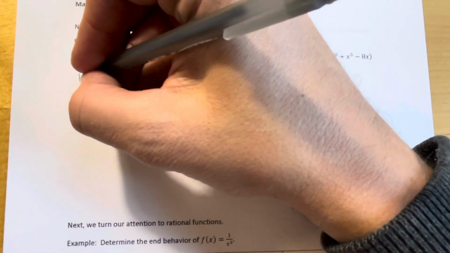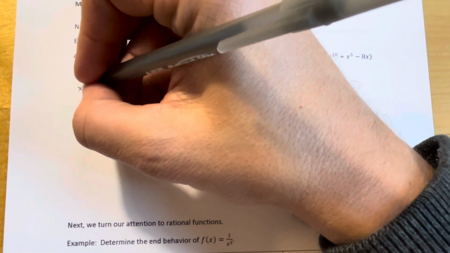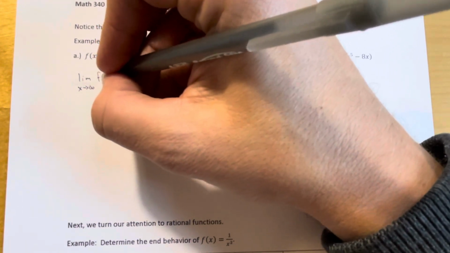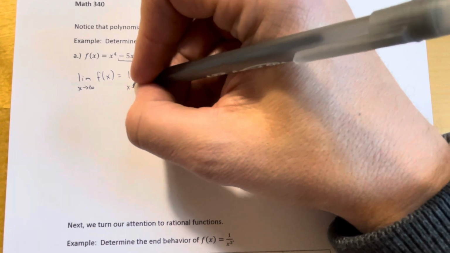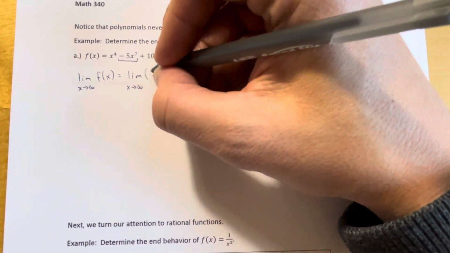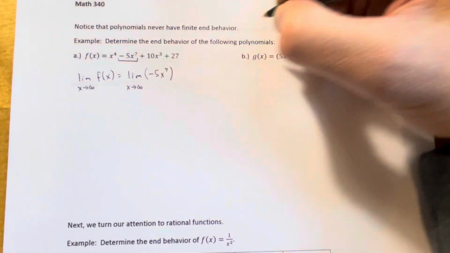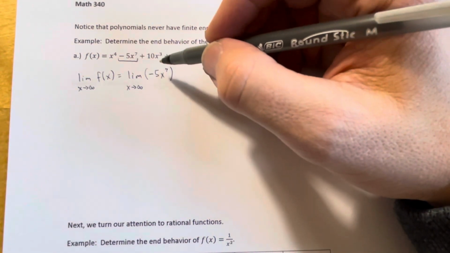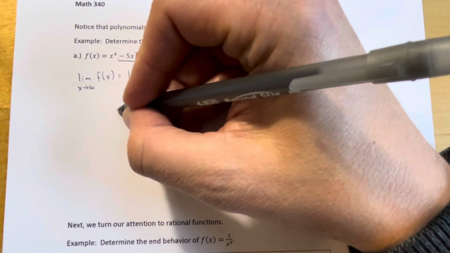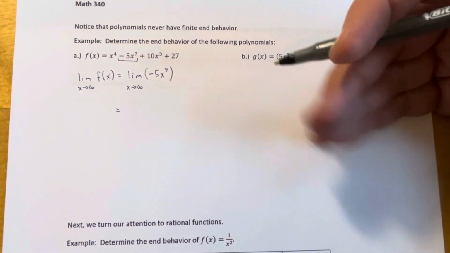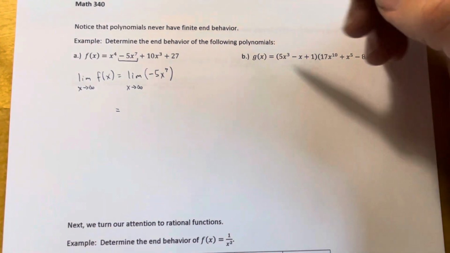Now what I'm going to do is look at the limit as x goes to infinity of my function f of x, which we said will be the same thing as the limit as x goes to infinity of just negative 5x to the 7th power. The entire polynomial, its end behavior is determined by just that one term. Now, I could go to that table and say, okay, I have an odd degree and a negative leading coefficient. What does that tell me?